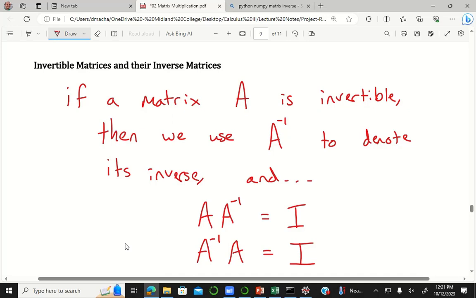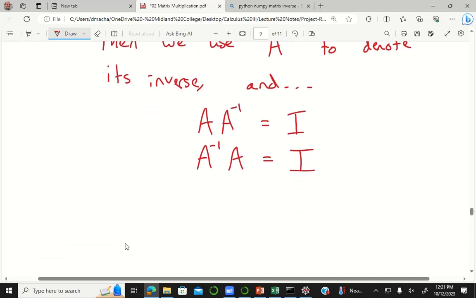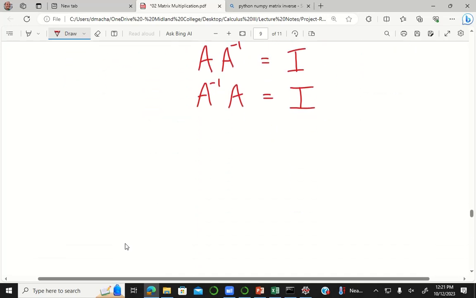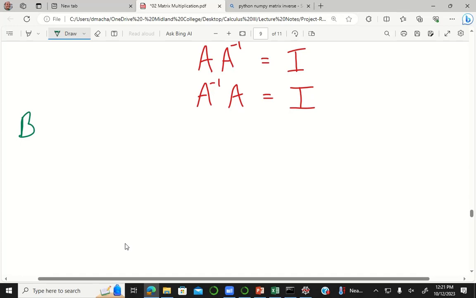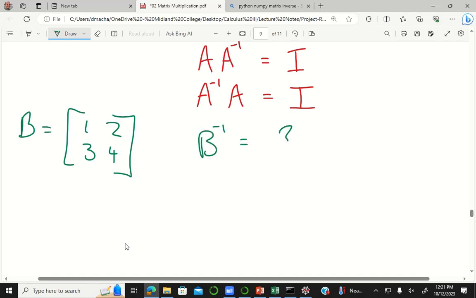So the question you might ask is, how do we find a matrix inverse? Like, if I tell you that the matrix B is the matrix 1, 2, 3, 4, and then I were to ask you, what is the matrix inverse? What's the 2 by 2 matrix where if I multiply that matrix times B, I get the identity matrix? How would you find that?